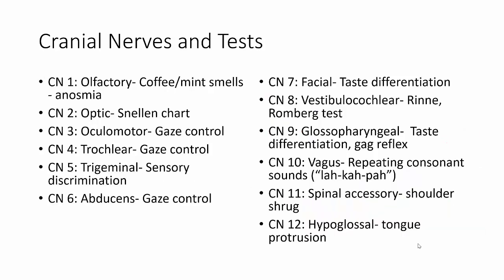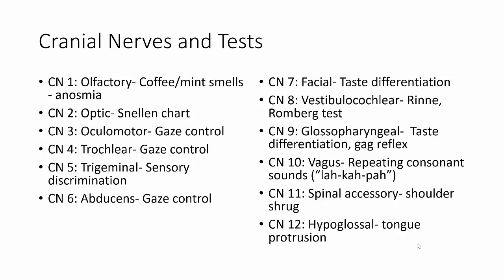So just a quick look at what we're going to test here. Cranial nerve 1 is olfactory. So you would use something to smell. Coffee is a good one, cloves are a good one, mint, to make sure that you can actually smell and don't suffer from anosmia. Cranial nerve 2 is the optic nerve, so they'll use the Snellen chart to make sure you can read it and test your vision out just like at the eye doctor.